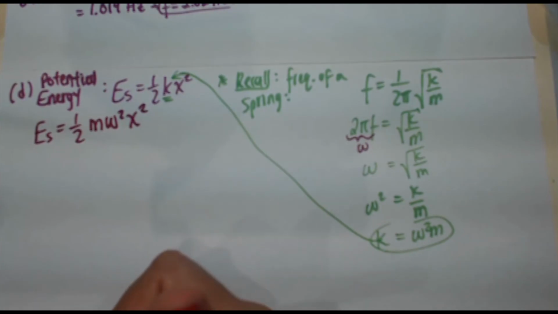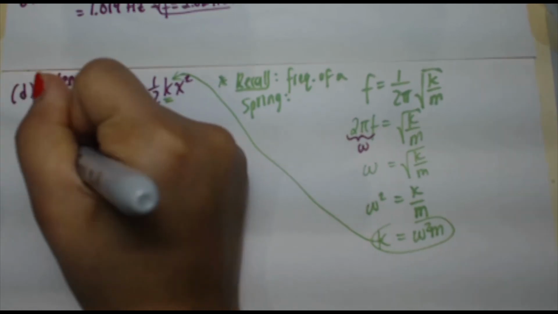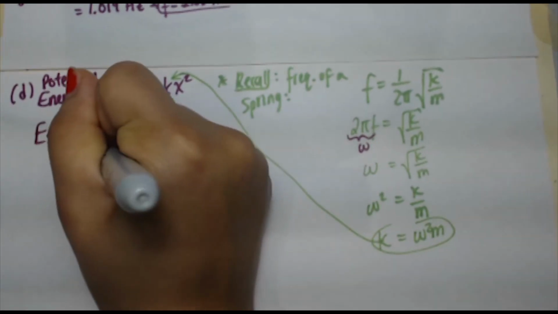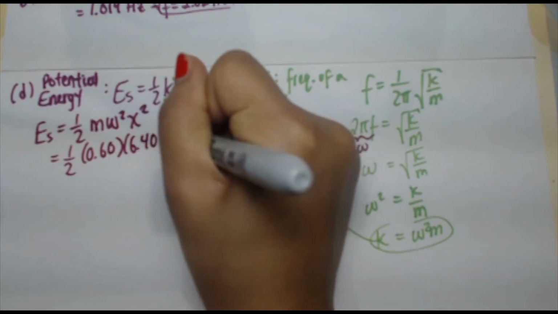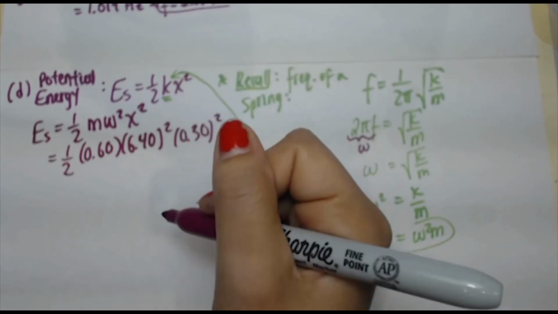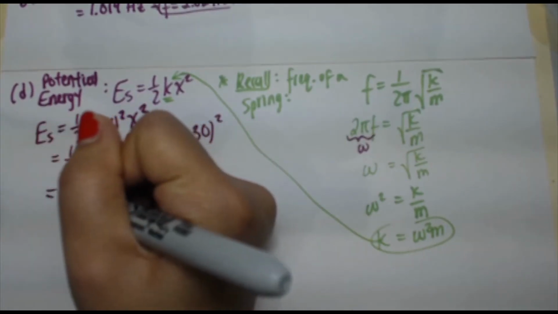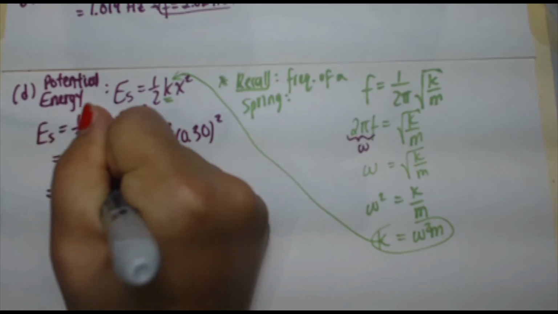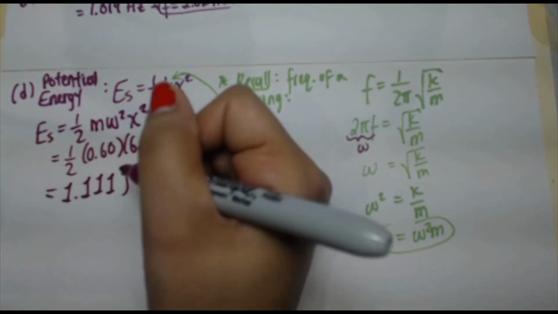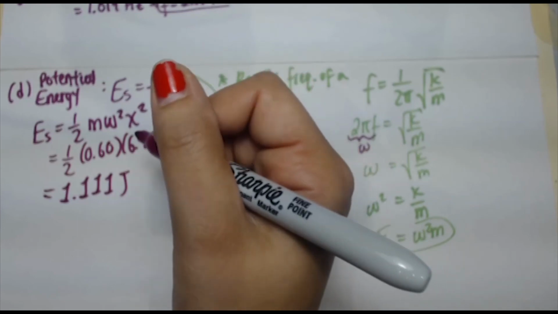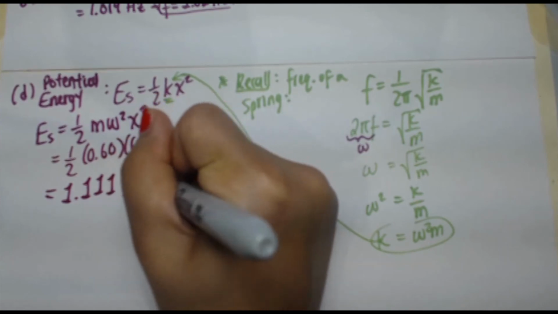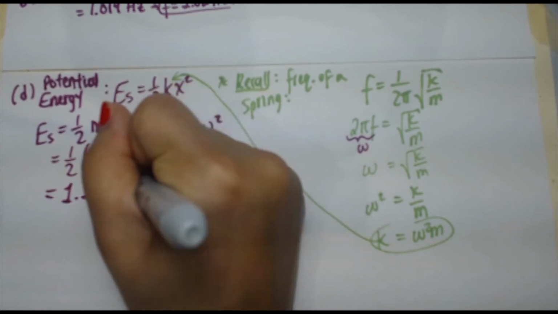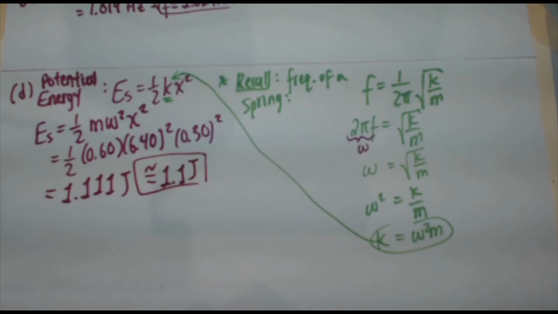And we know all of these things, so at this point you just have to plug it into your formula and crunch the numbers. So 1/2 times 0.60 times 6.40 squared times 0.30 squared. When you punch that in your calculator, you are going to get approximately 1.111 joules. Because we're using certain values in our calculations, we're only going to round this to 2 sig figs. So this is going to become approximately 1.1 joules. So there's the potential energy when x is equal to 0.3.